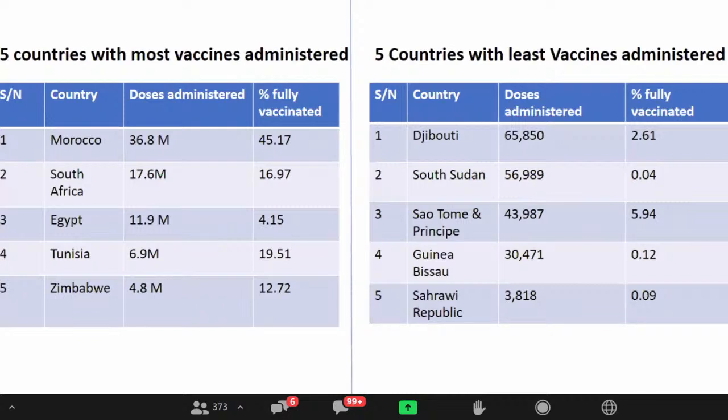So for those that have used the least number of vaccines, we have Djibouti, South Sudan, Sao Tome and Principe, Guinea-Bissau, and Sahrawi Republic. For Sao Tome and Principe, it's actually because it's a small island. That's why it's on this list, and it's managed to actually have a high percentage fully vaccinated, which is 5.94. But you can see the figures for the rest, and these are countries that we are hoping to support to increase the vaccination rates.